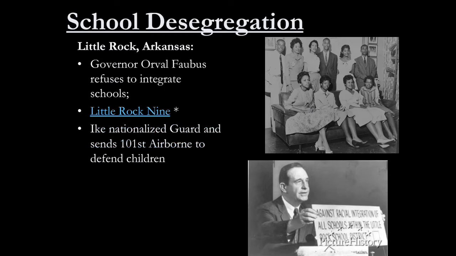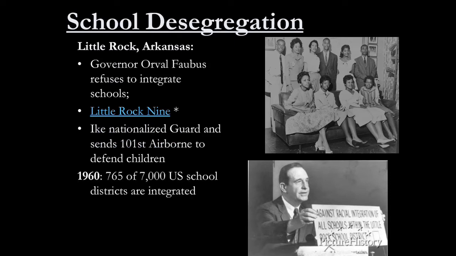So in response, Ike, who is Dwight Eisenhower, nationalizes the Arkansas National Guard and sends these kids to school with actual military protection. So if you could envision yourself sitting in a school classroom with a soldier sitting in the back of the room defending one of your fellow students.